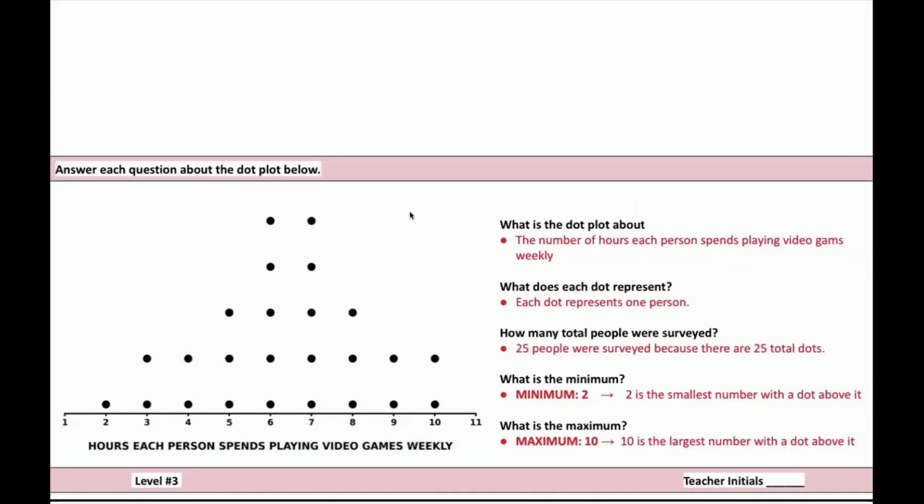Here's a neater look at these answers. Once you finish all of page 1, check in with your teacher to get additional feedback. Come back to the video when you're ready for page 2.